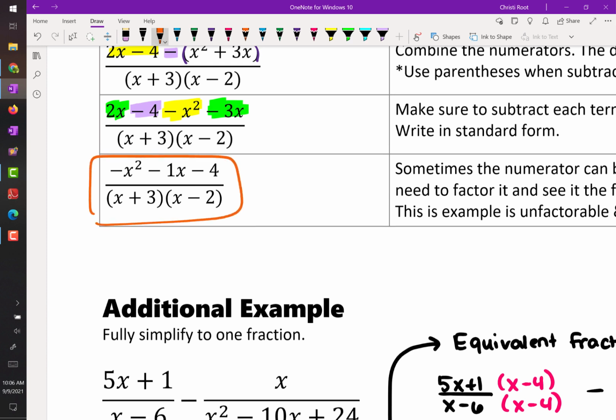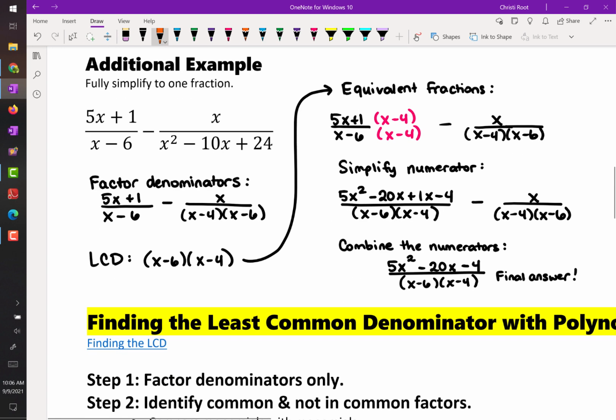So don't flip out. This is one of the most difficult ones right here, but we're going to have a lot of practice, so don't worry about it. Okay, flip it over on the other side. I've got another example worked out for you with less explanation.